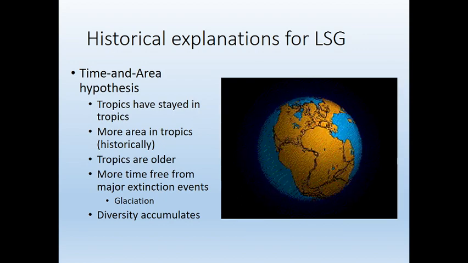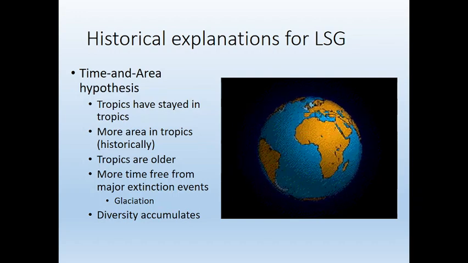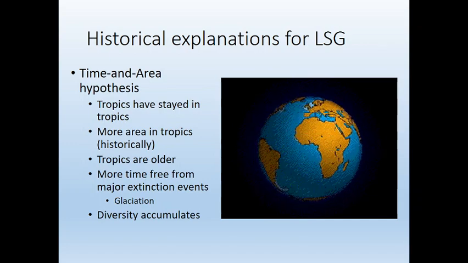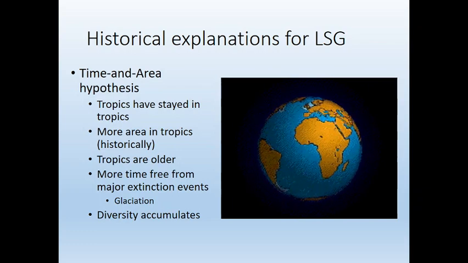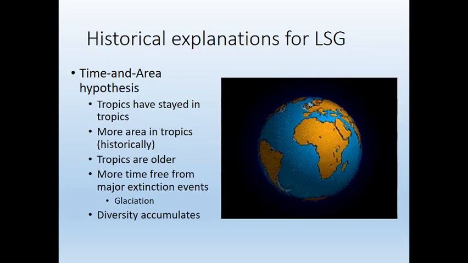So it's not surprising that the forests in Canada and Russia don't have that many species. But in the tropics, they've never really been glaciated, so they have been spared these major extinction events, and so diversity has been able to accumulate over time.